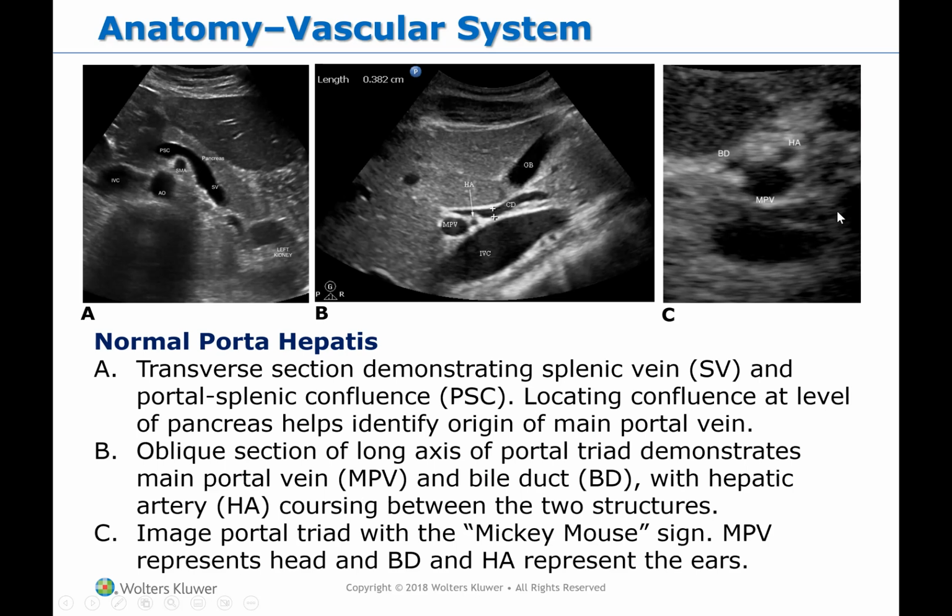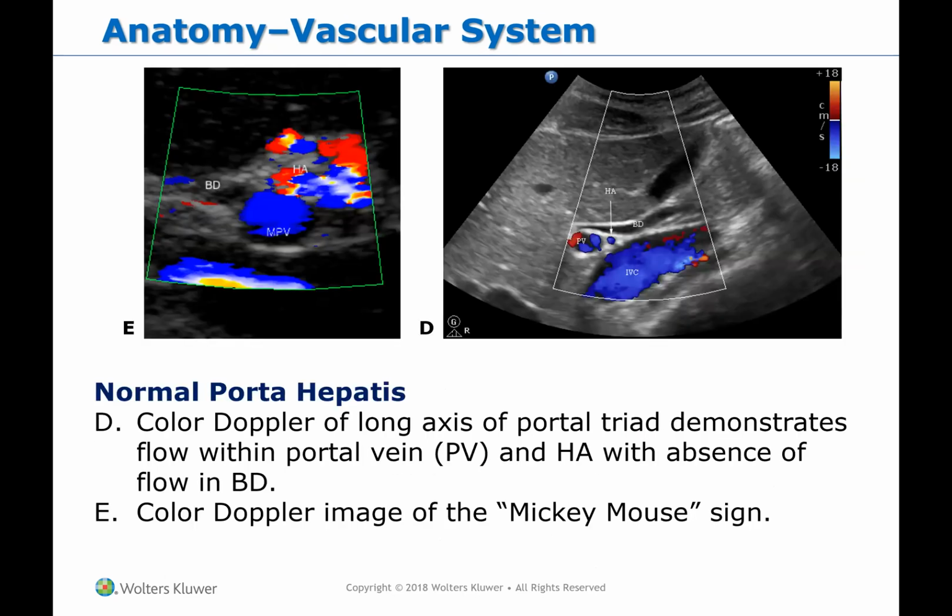C is an image of the portal triad with the Mickey Mouse sign, is what we call it. The main portal vein represents the head, and the bile duct and the hepatic arteries represent the ears. So the bile duct's on the left, the hepatic arteries on the right. To make sure that you're locating them correctly, you can just put color Doppler on, and the bile duct will not show color.